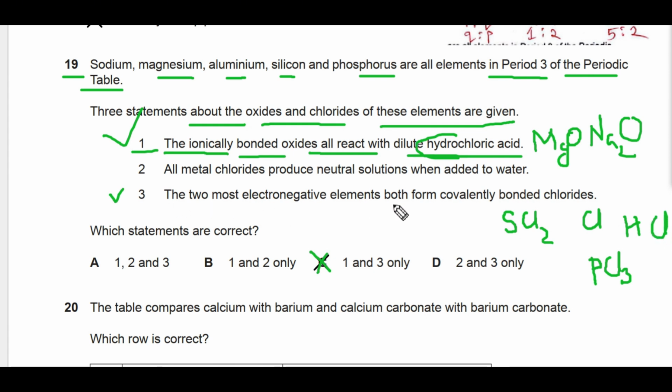So they form covalently bonded chloride. 3 is also right, but why is 2 wrong? All metal chlorides produce neutral solution when added to water.